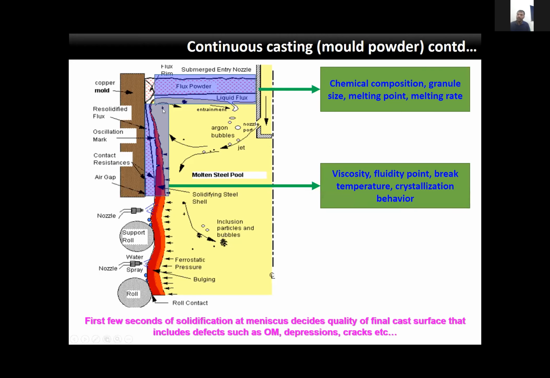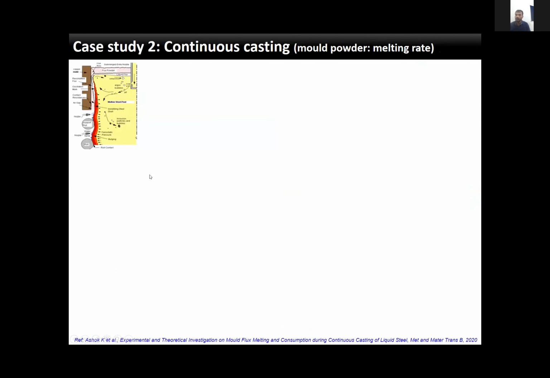If you see the phenomena that is happening here, I told you the heat extraction is controlled by the liquid flux and the solid flux, which primarily depends upon the viscosity of the mold flux, fluidity point, break temperature, crystallization behavior, and there are several properties like this one can list out. So in our hot model, in the first model, we are going to simulate this melting behavior, and in the second one, we are going to simulate the casting behavior in the hot model. Let us see how we have done.